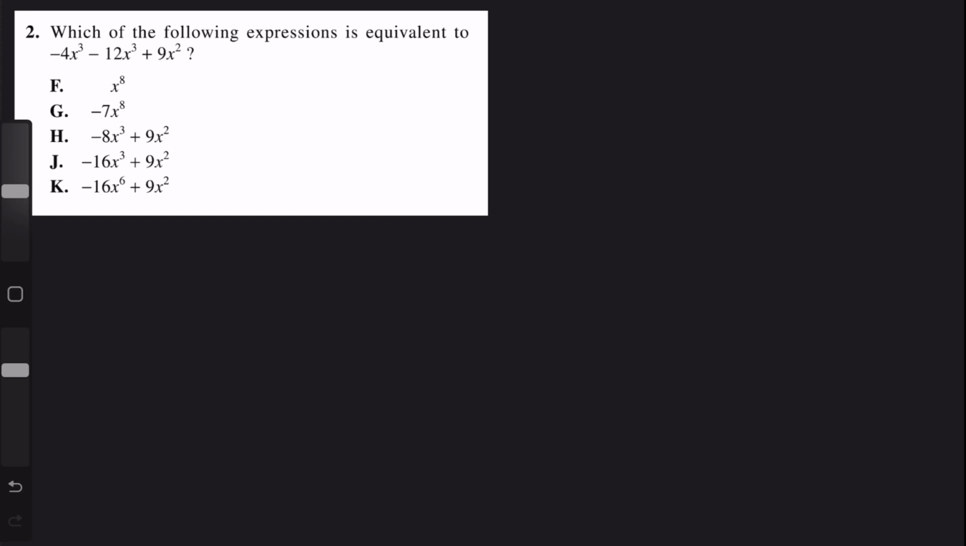Hi, welcome back. Now we will work with the second problem of the math section. The first thing to notice here is that we are being asked to find an equivalent expression for this polynomial.